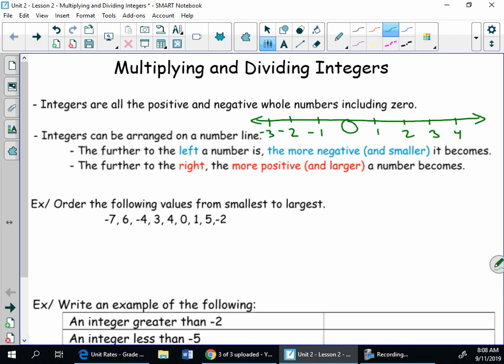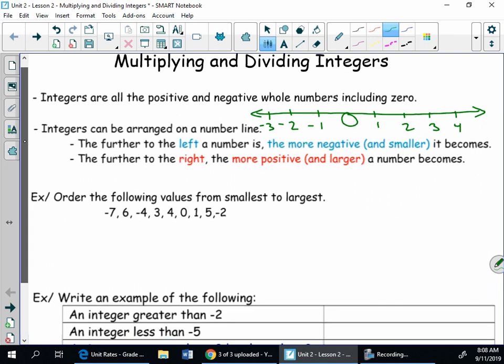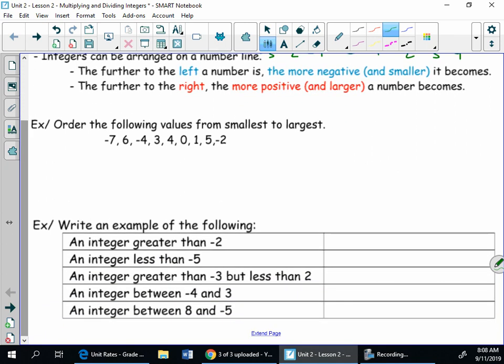The further to the right you are, the bigger your number becomes. Further to the left, the more negative it becomes. We say those are smaller numbers. So let's try something, just get warmed up here. Let's order these values from smallest to largest. So if I scan the numbers, what I'm looking for is the negatives first. I'm actually looking for the big negative numbers, right? Because those are technically smaller.